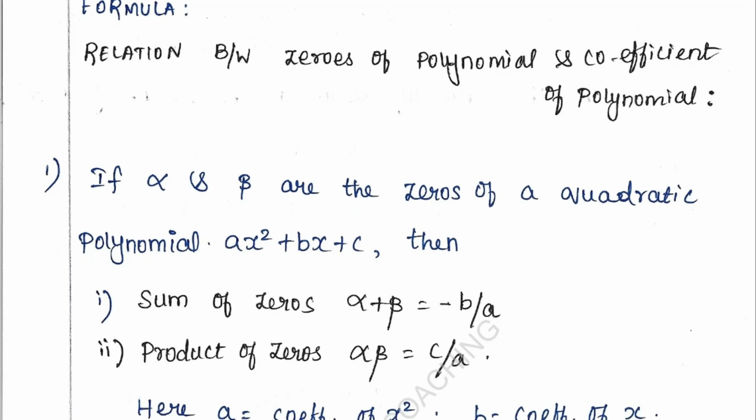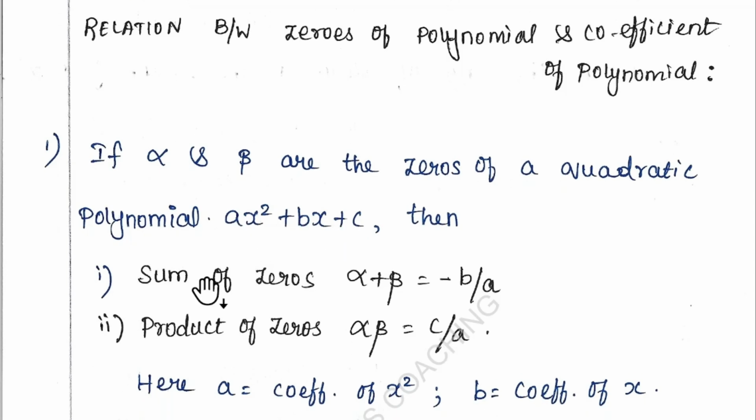What is zero of a polynomial? A zero of a polynomial is the value of x that makes the polynomial equation equal to 0. For example, if I put any value in the place of x and this whole equation becomes 0, then that value of x we call a zero of the polynomial. And a is the coefficient of x square, b is the coefficient of x, and c is the constant.